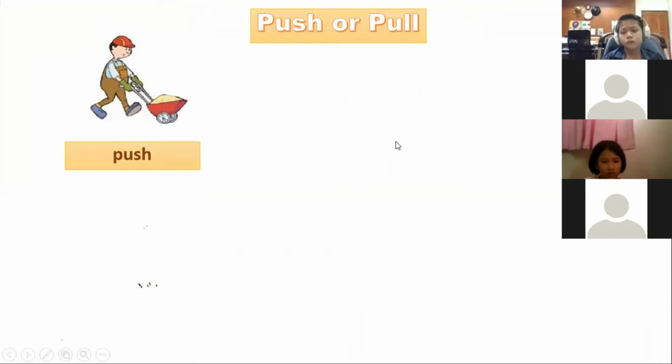Okay, so we have here push or pull. You have to identify what type of force. Is it pushing or is it pulling? Picture number 1, it is push. So he is pushing. Okay, so that is push.